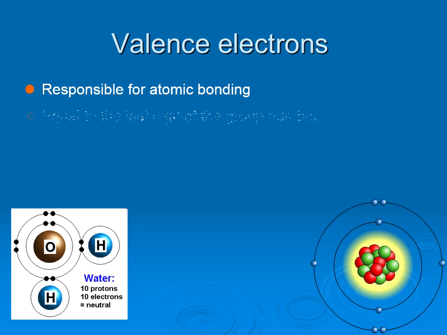Okay, so valence electrons are responsible for atomic bonding. When two atoms bond, when they get together, if you look in the picture, there's an oxygen bonding with 2 hydrogens. That's what makes water. So remember, valence electrons is equal to the last digit of the group number.